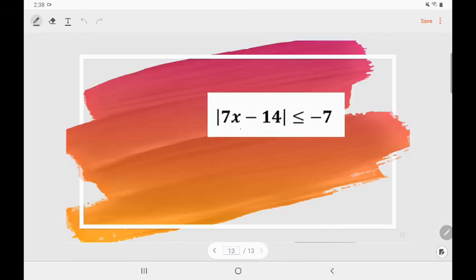Okay, positive again. Always positive. Hopefully you're getting the theme here. Is a positive answer less than or equal to -7? So pick any positive answer. If I had 3, is that less than or equal to -7? No, positives are always greater than, so this is false. So my result is no solution.